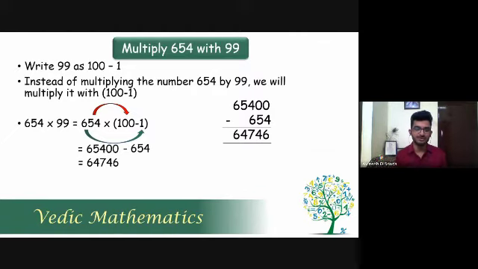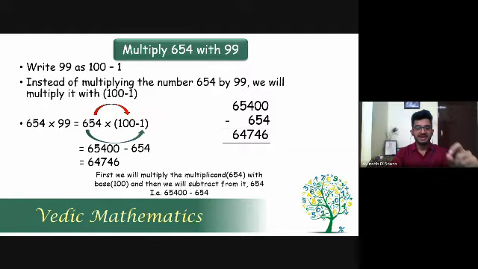I know the method looks like too much, but I'll make it very simple for you all. I've just told you the logic behind the method, and let me give you the shortcut, how exactly we can apply it. First, you just have to worry about the multiplicand and the nearest base to the multiplier. You multiply the multiplicand with the base, and then you subtract the same multiplicand from it.